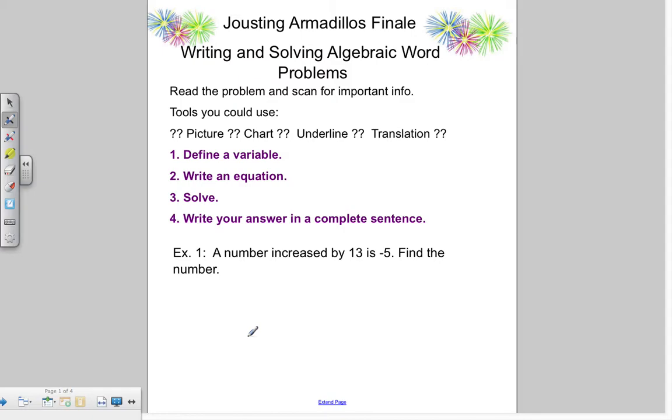There is a 4-step process. So I'll just go through the title: Jousting Finale, Writing and Solving Algebraic Word Problems. So, obviously, read the problem and scan for important information. Tools you could use: you could draw a picture, you could make a chart, you could underline things, you could use translations. You probably will always use a translation, but the picture, chart, and underlining kind of differs problem to problem. But the thing that does not differ problem to problem is you must do this 4-step process.